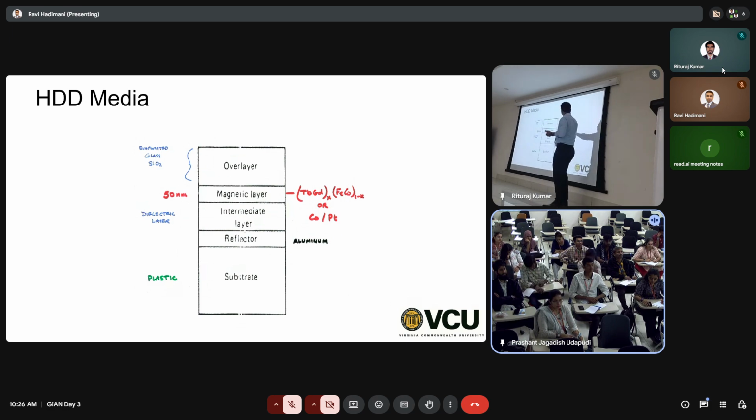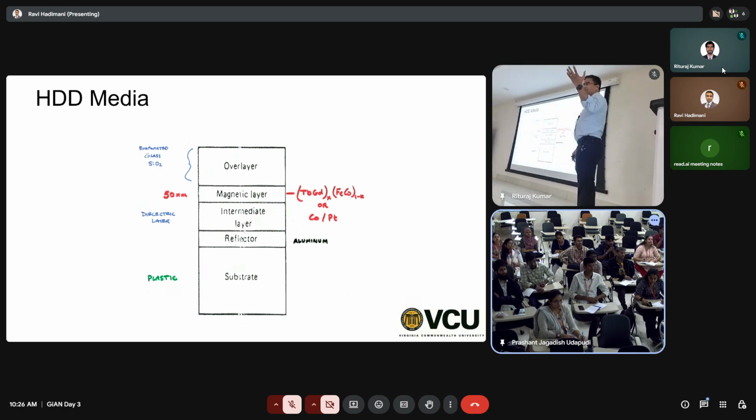This could be cobalt ferrite with platinum or cobalt platinum, or several materials have been used by different hard disk drive companies. Do you know any hard disk drive company? Sorry? Western Digital, WD, and Seagate. Yeah. So you guys are familiar.